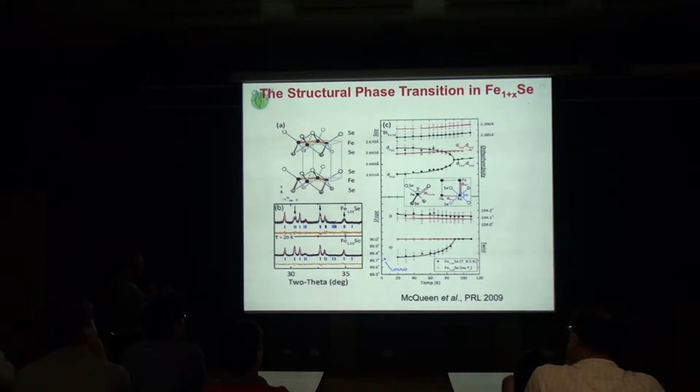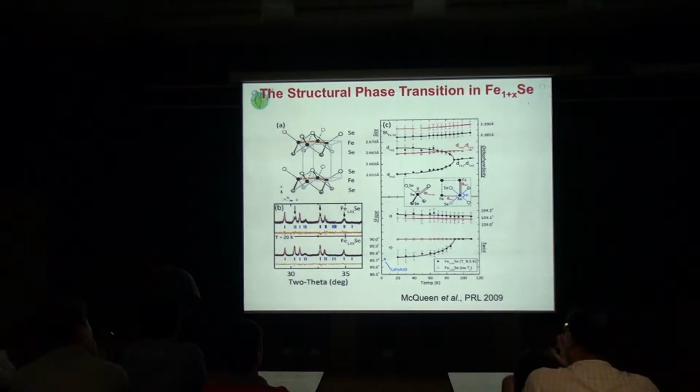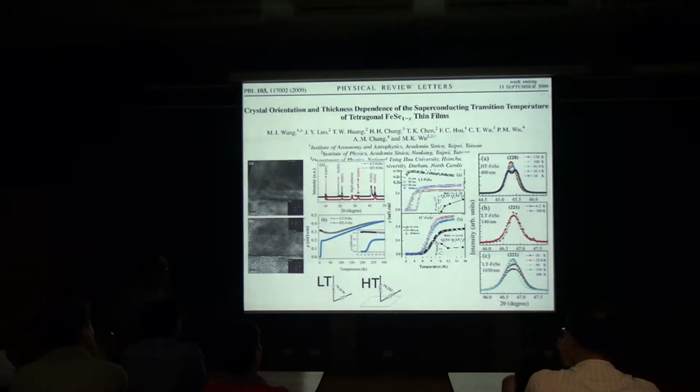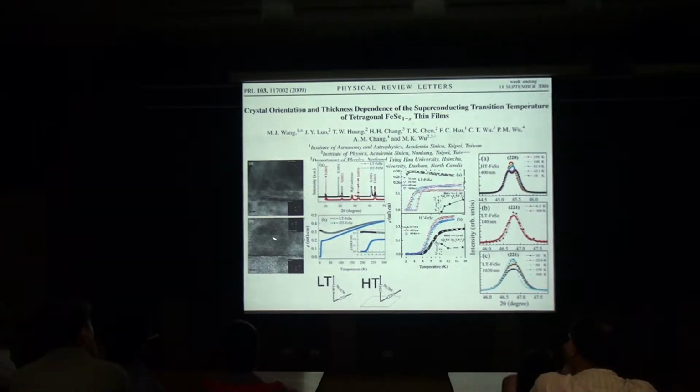Okay. So that gives you a very important conclusion: distortion is essential, critical to the superconductivity. And I collaborated with Minjie here, and we did some thin film work using the iron selenide.